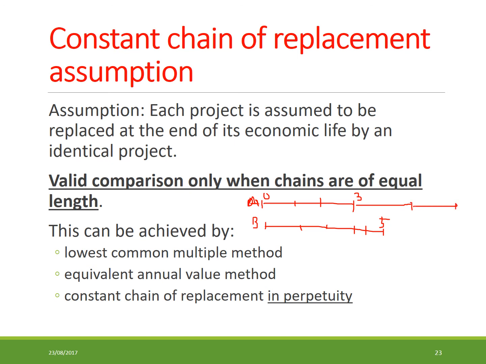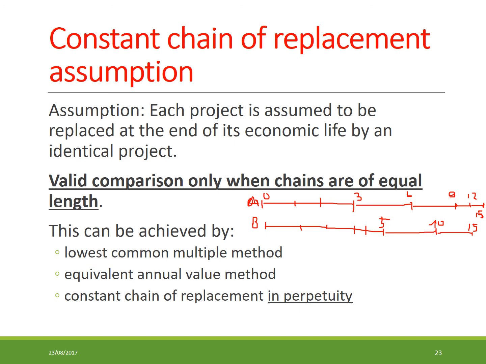So this is 6, this is 9, so on and so forth, right? Okay. So we repeat Project A 5 times, so that in the end, we have a project with 15 years, yeah? Similarly, with Project B, we can repeat Project B for 3 times, so that in total, we once again have a project with 15 years in life, yeah?